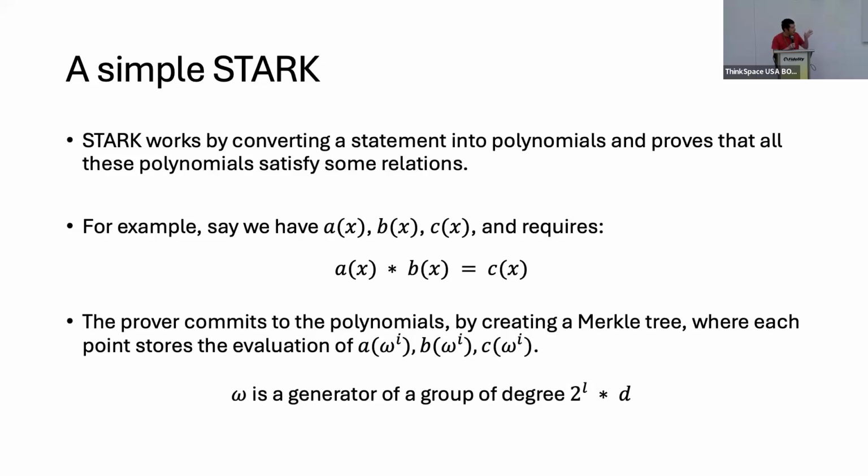2^L times D. D is like the degree of the polynomial A, B, C that you are committing to. L is a parameter that is mostly for security. But basically, if you are committing a polynomial of degree D, you don't just commit that, the commitment is actually an extension over that. So you are committing more points than what is actually needed to recover the polynomial.